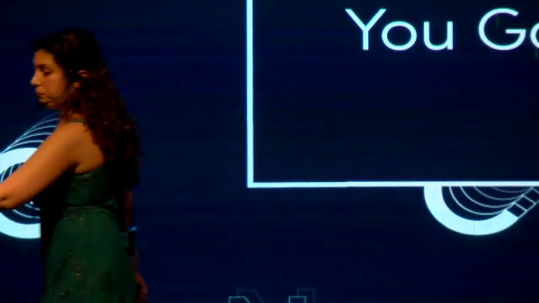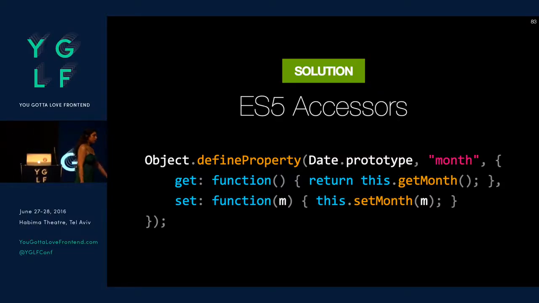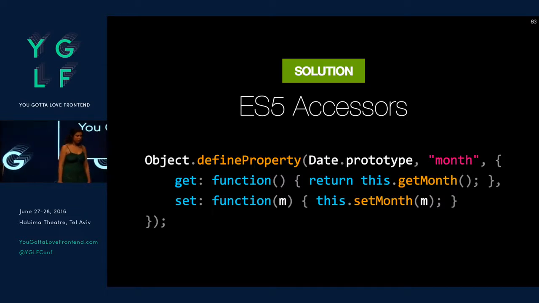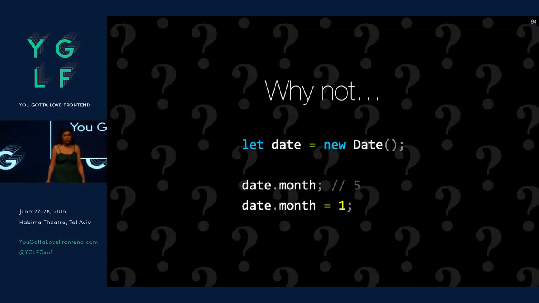So Java developers do this to avoid having to change the API in the future. But in JavaScript, we don't need to do that. We can just have public properties. And if at some point we need to run code when these public properties are set or get, we can just use ECMAScript 5 accessors, which are supported everywhere, even in IE8.